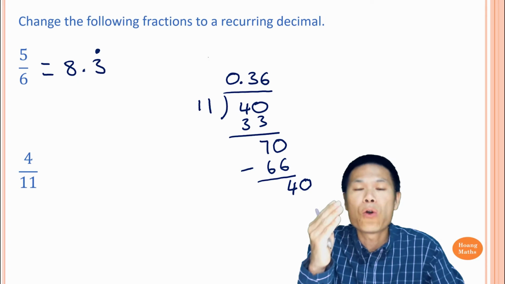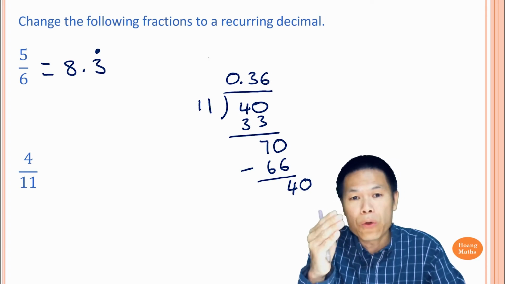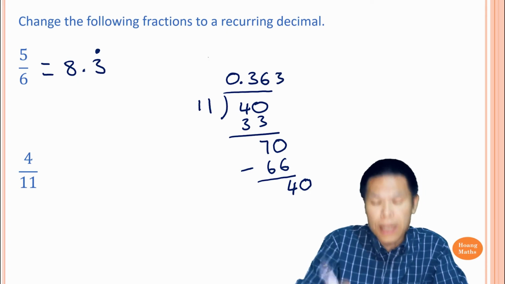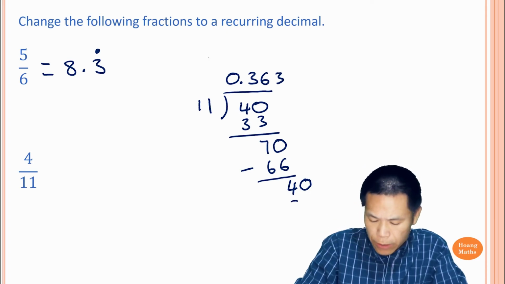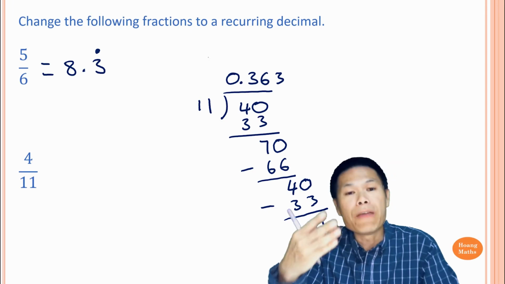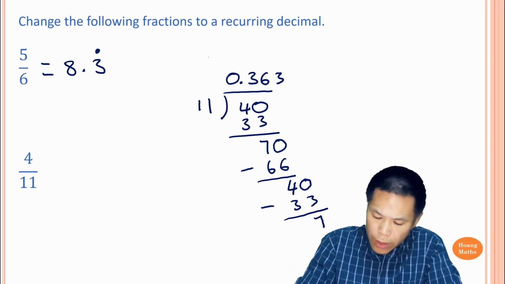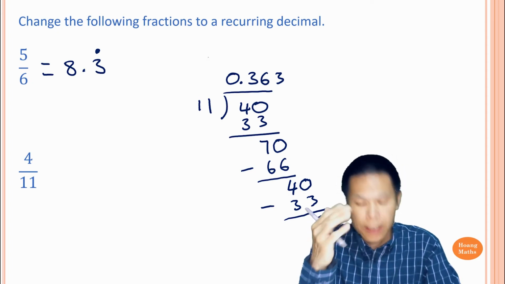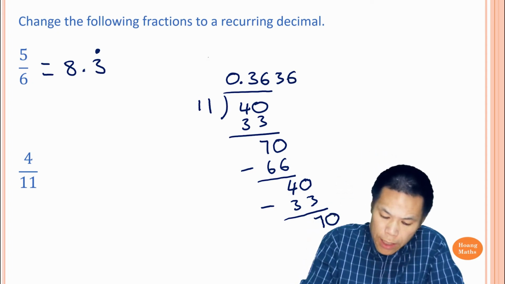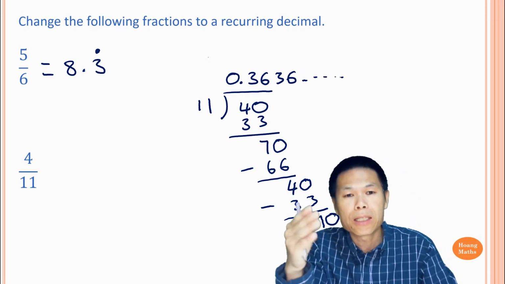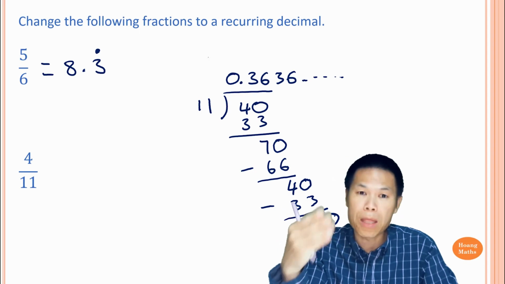So that becomes 40. 11 going into 40 is 3 times, because 3 times 11 is 33. If we minus it, it becomes 7 again. And 11 cannot go into 7, so we write a 0 down. Then 11 goes into 70 6 times. And it keeps repeating. So that is 0.36, 36, 36 and keeps repeating the number 36.